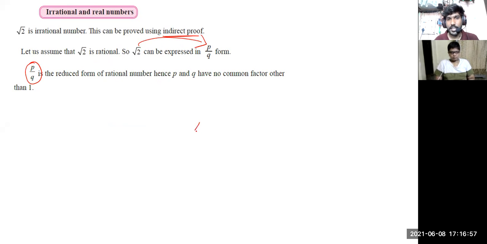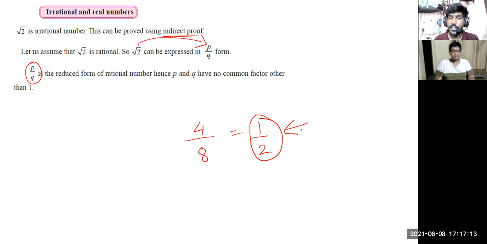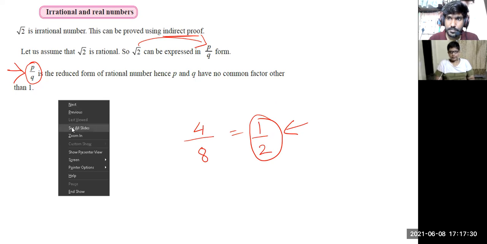For example, if I say 4 upon 8, this can be reduced further. What will you get after reducing it further? 1 upon 2. Now, this you cannot reduce any further, so this will be called a reduced form. In the same way, p by q is a reduced form of the rational number, and p and q have no common factors except 1. Is the statement clear? Okay.